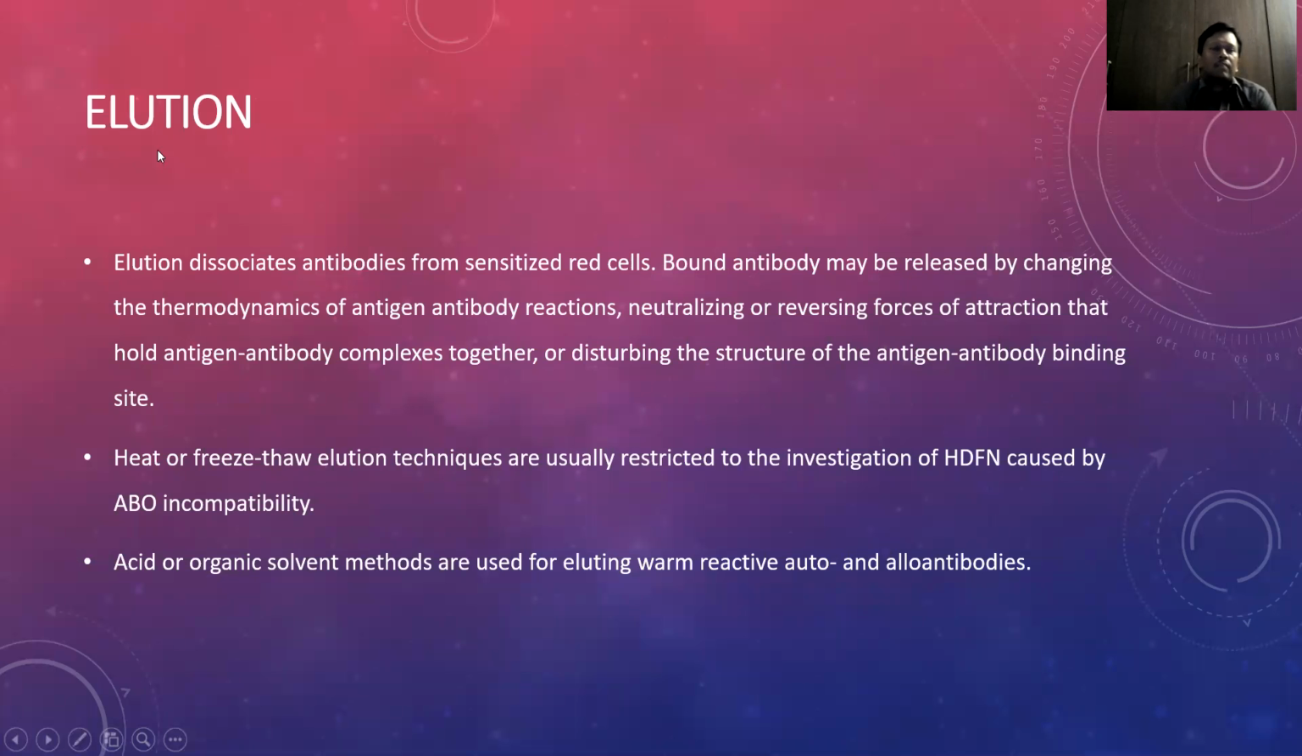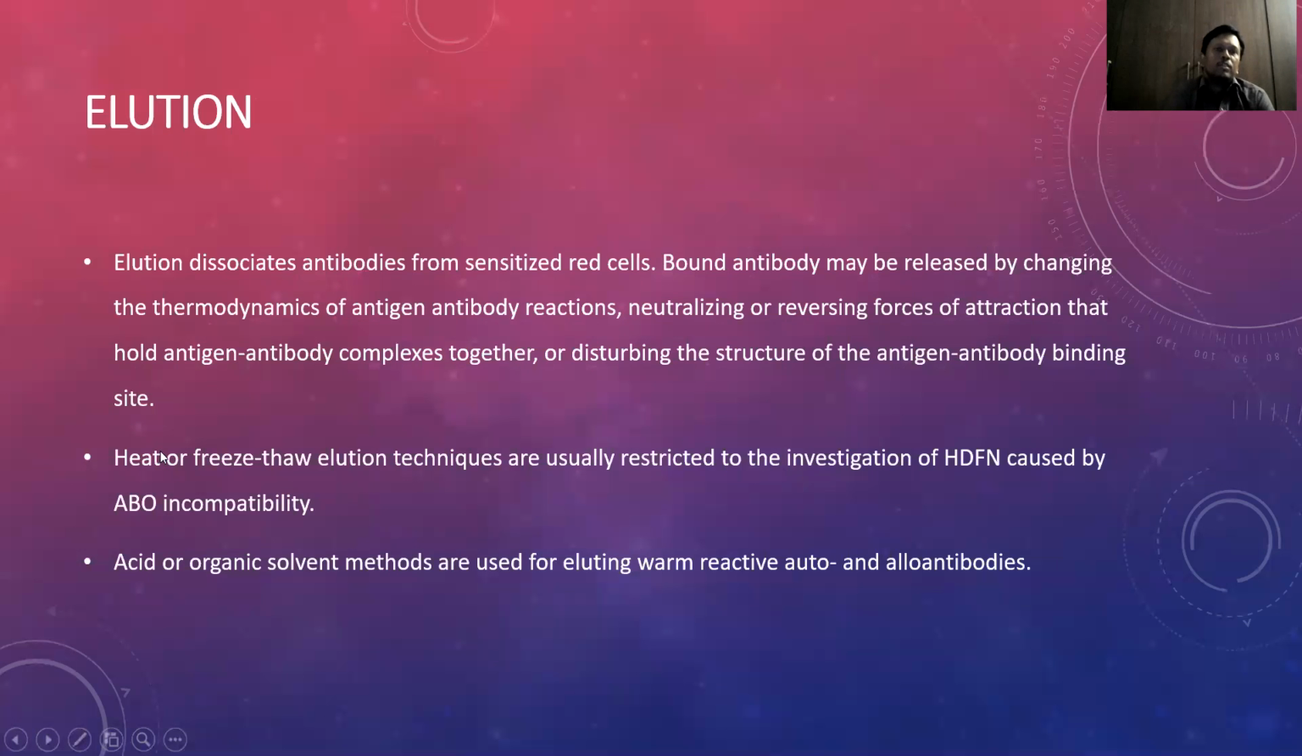The next technique we can use other than absorption is elution. Elution dissociates the antibody from the sensitized red cells. These bound antibodies may be released by changing the thermodynamics of antigen-antibody reactions, neutralizing or reversing forces of attraction that hold antigen-antibody complexes together, or disturbing the structure of the antigen-antibody binding sites.